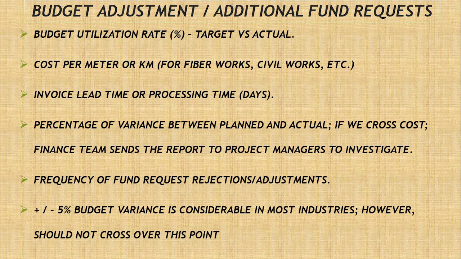Budget utilization, that's percentage, target versus actual. Cost per meter or kilometer, for example, for fiber works, civil works, etc. Invoice lead time or processing time, that's in number of days. Percentage of variance between planned and actual. If we cross cost, finance team sends the report to project managers to investigate. Frequency of fund requests, rejections or adjustments.